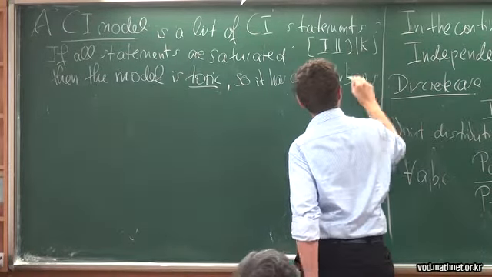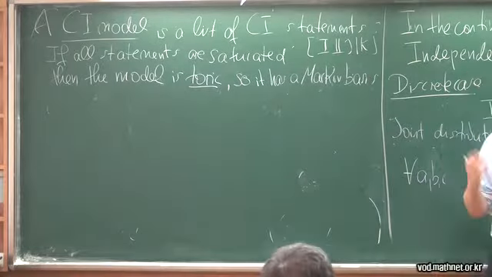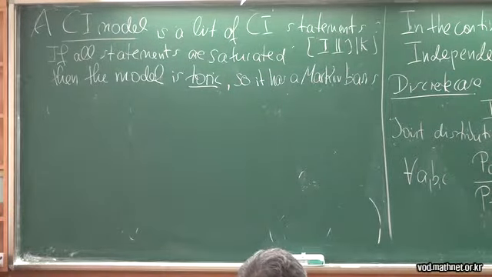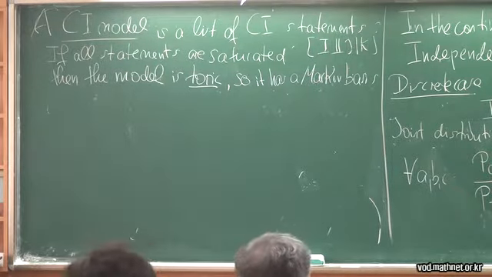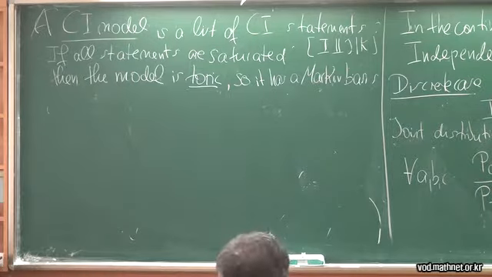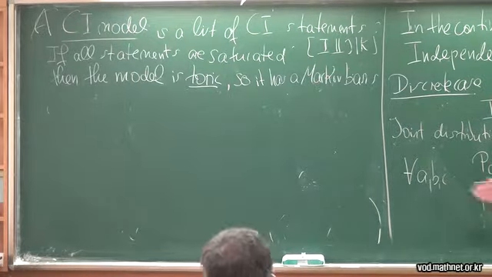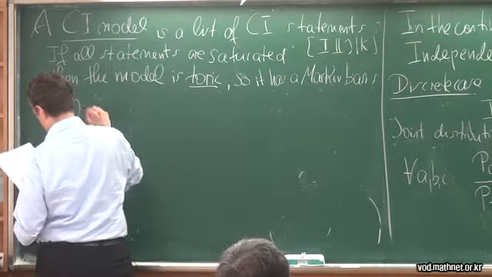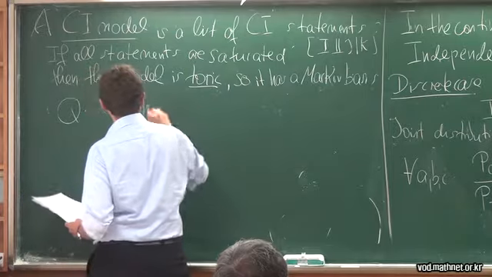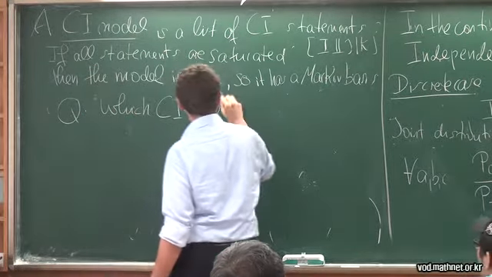All right, so a toric variety is one that's cut out by monomial minus monomial, by binomials. And if we have a list of saturated conditional independence statements on some space of tensors, we have a list of quadratic binomials, and that cuts out, interpreted appropriately, such a model, and it has a Markov basis. Now here's a question. Which conditional independence models should we study?